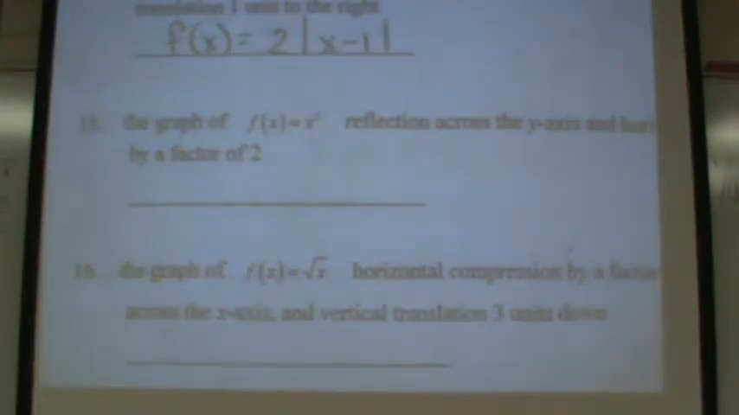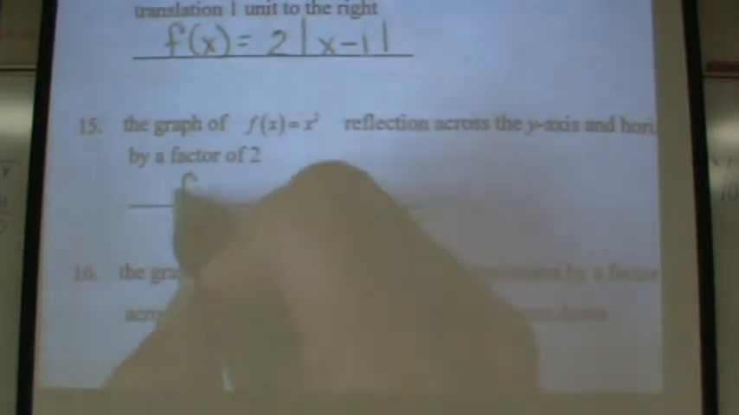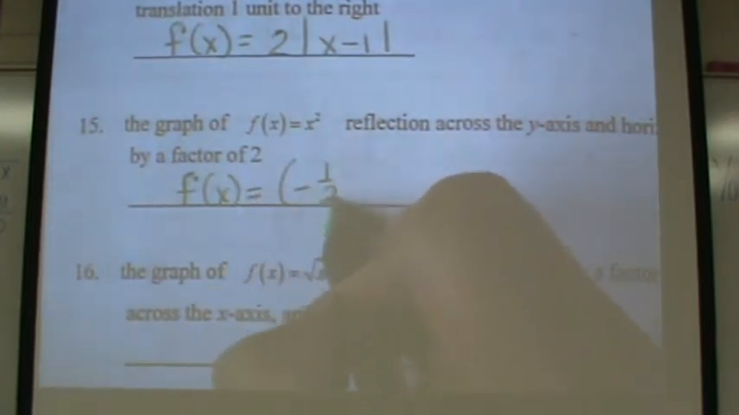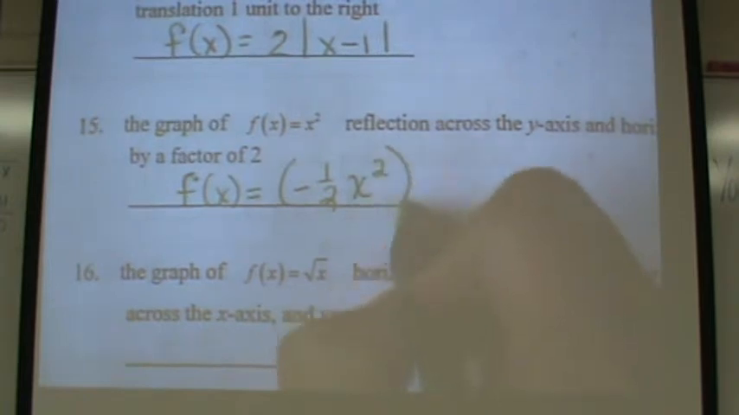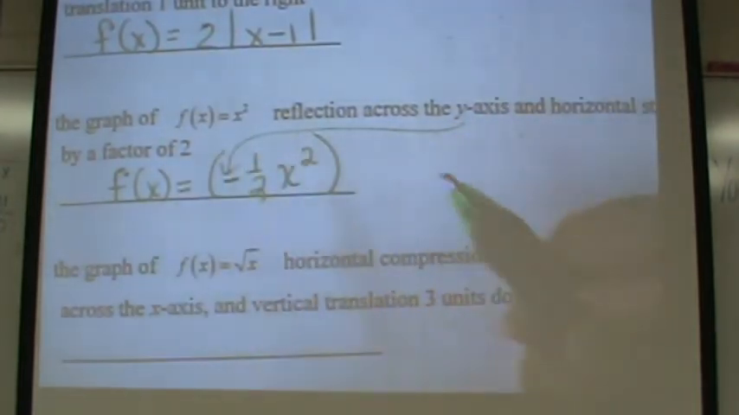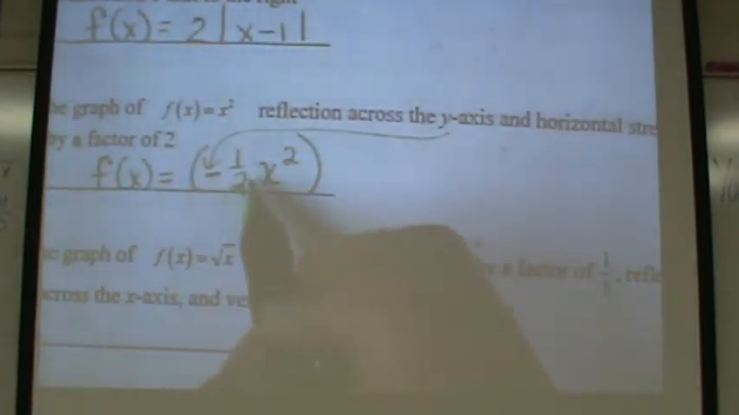This is a hard one. Horizontally stretch it. So what number goes inside? -2? Negative 1? 1/2? Negative 1/2? That's a hard one. So you would do negative 1/2 x squared. That's going to reflect it over the y-axis, and for horizontally stretching it, you want to flip that 2 to make it 1/2.